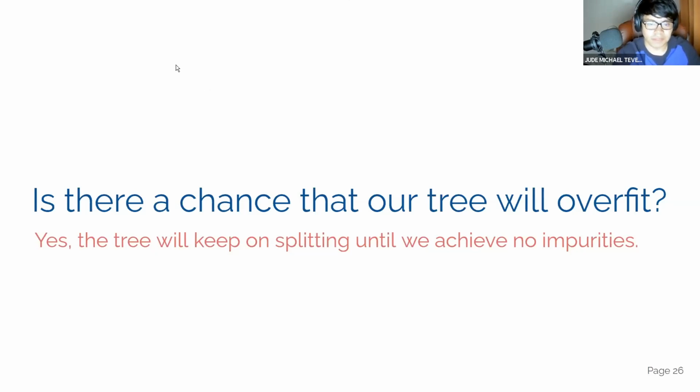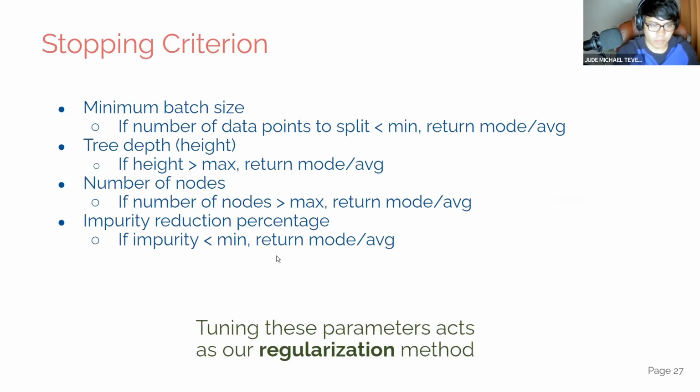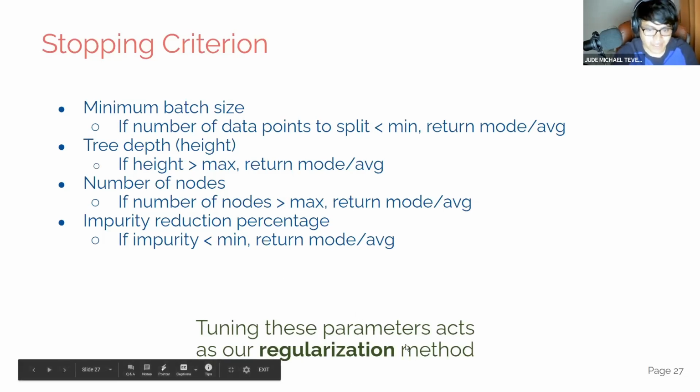So how do we prevent that? We will have a stopping criterion. We could set the minimum batch size. We can set the tree depth, so once the tree achieves that depth, we stop. We no longer ask more questions because that will be overfitting. We could also set the number of nodes and the impurity reduction percentage. These are just some of the parameters that you could set when you're using the sklearn model. And they act as a regularization method, right? Because we're preventing overfitting.